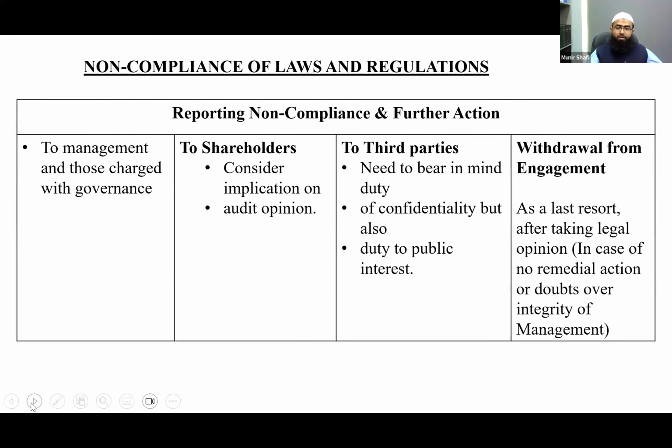And things like that. Okay. If there have been non-compliances, we have performed the procedures. There has been non-compliance. What to do? Communicate to the management. Ask them, is it accounted for properly?